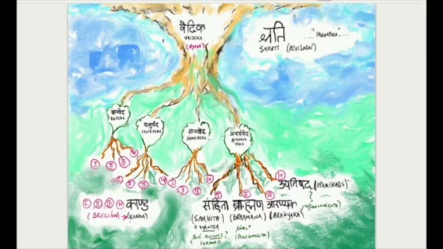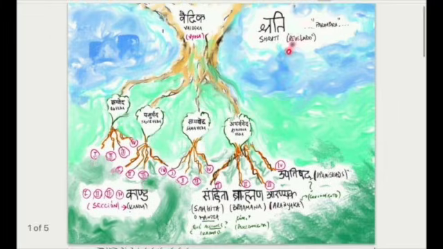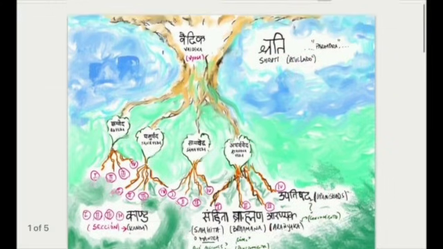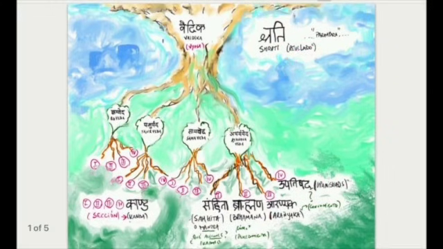Vaidika is nothing else than all the literature that has been downloaded by the rishis, knowledge that comes from heaven. That's why it's called Shruti. It comes from space. Shruti means that which has been heard. So this oral tradition that goes from guru to disciple is called parampara.